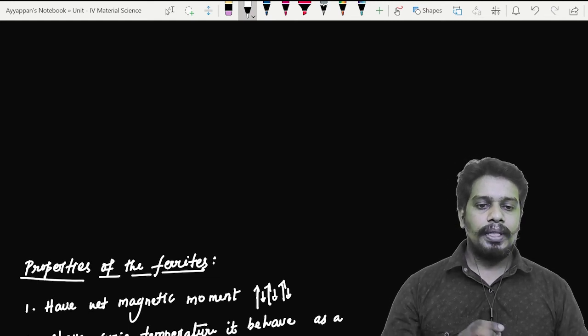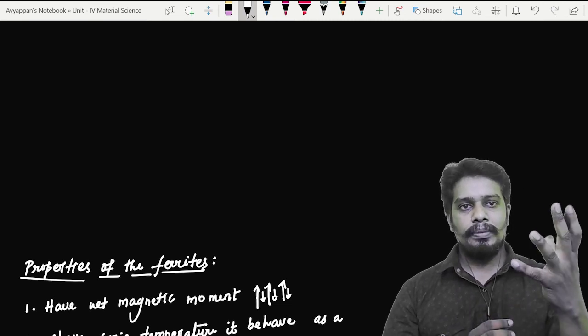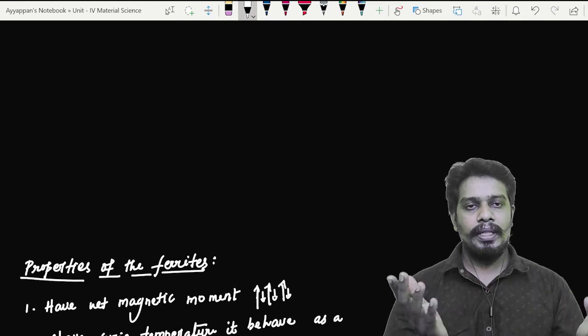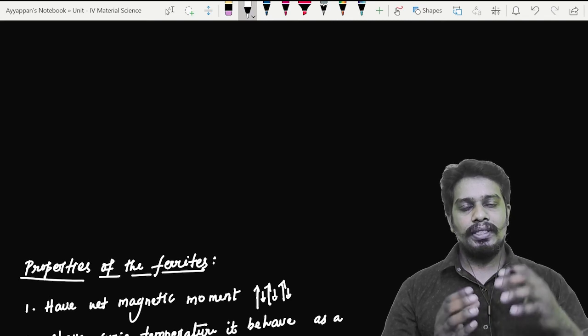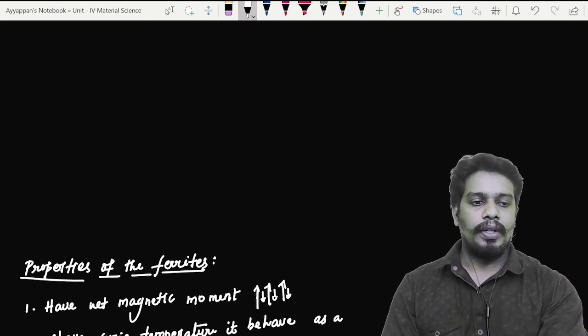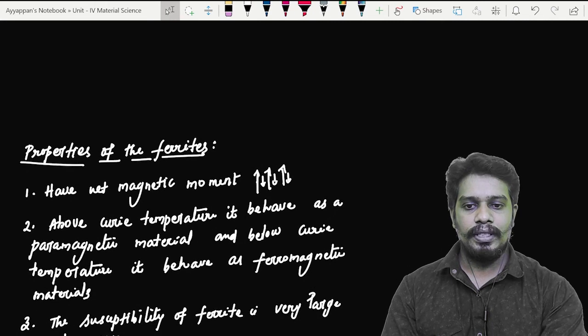Next one, above the Curie temperature, it will act as a paramagnet, because if you increase the temperature, the magnetic moments will be disordered. It will be acting like a paramagnet. If your temperature is well below the Curie temperature, it will act as a ferromagnetic material. So that is a thing we need to understand.